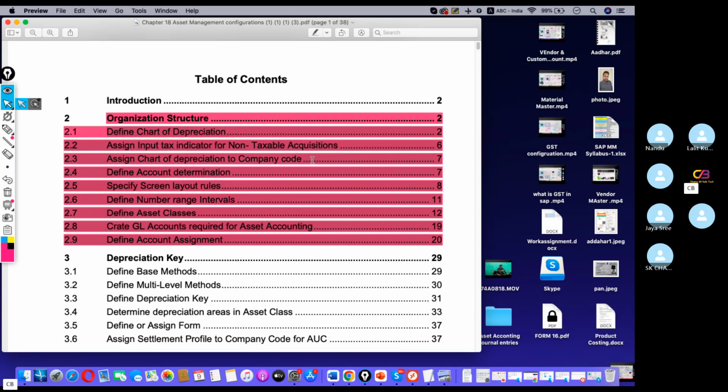And assign chart of depreciation to company code, and account determination, screen layout rules, number ranges, asset classes, and what kind of GL accounts are required for asset accounting and account assignments. These are the configuration areas we will deal with in the coming classes. Chart of depreciation, assign input tax indicator for non-taxable acquisitions, assign chart of depreciation to company code, account determination, screen layout rules, number range, asset class, create GL accounts required for asset accounting, define account assignments.